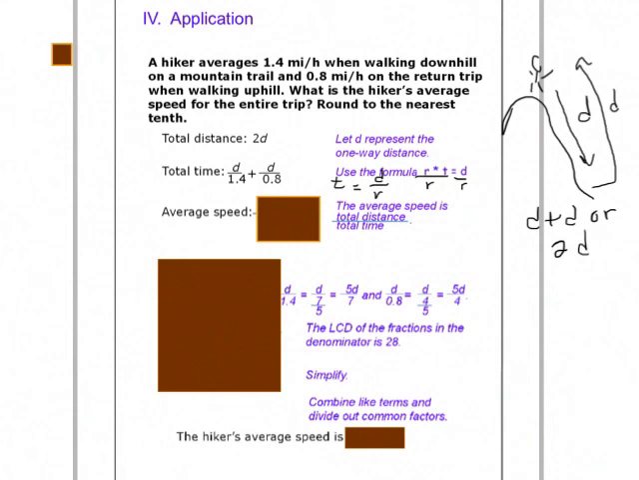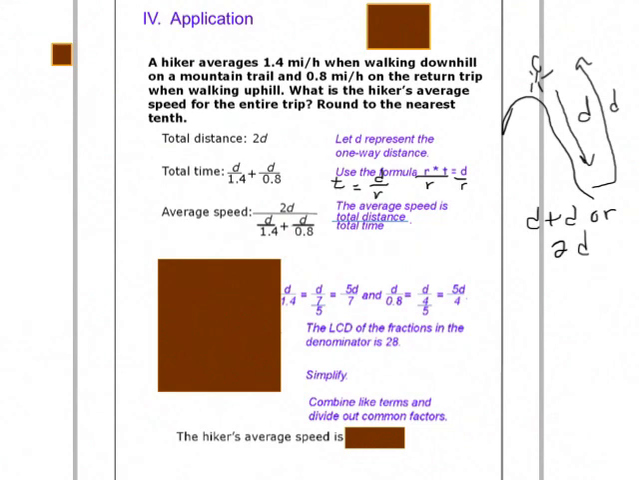The formula for average speed is the total distance divided by the total time. Remember, my total distance, we already figured that was 2d. My total time is what we get when we add the time it took the biker to walk down the hill plus the time it took the biker to walk back up. When you've done that, your formula looks something like this: 2d over d divided by 1.4 plus d divided by 0.8.